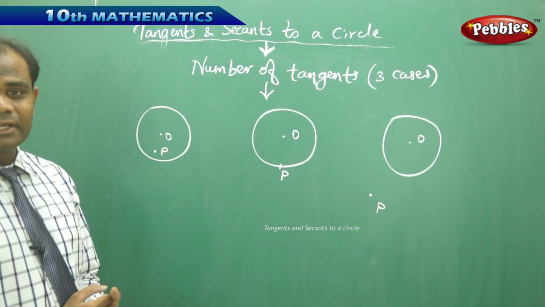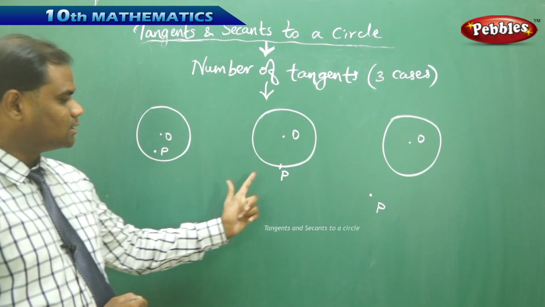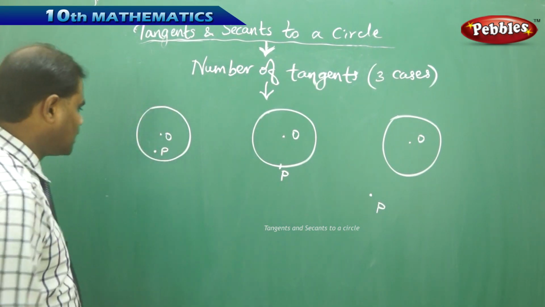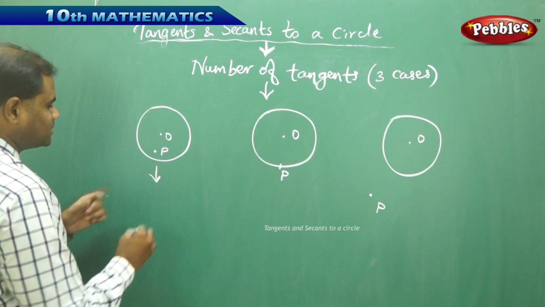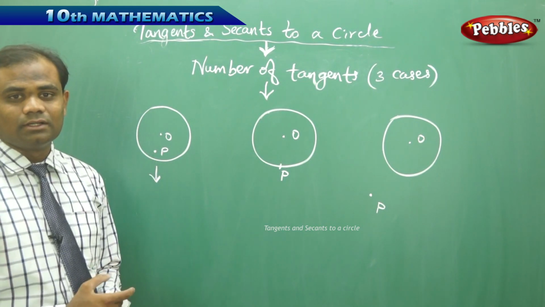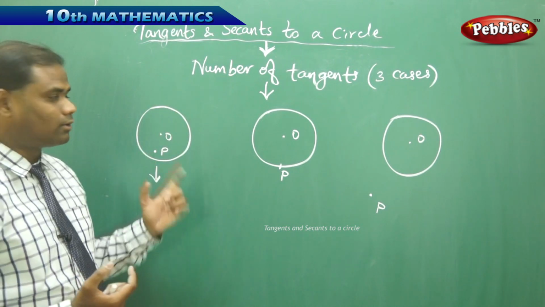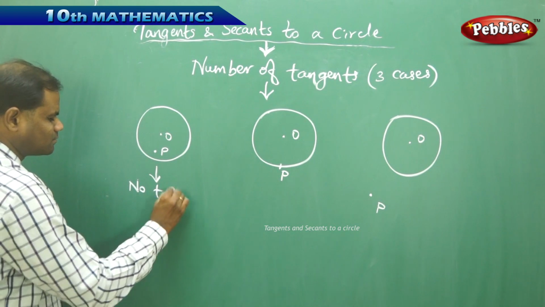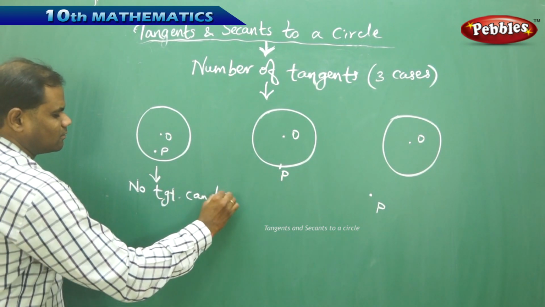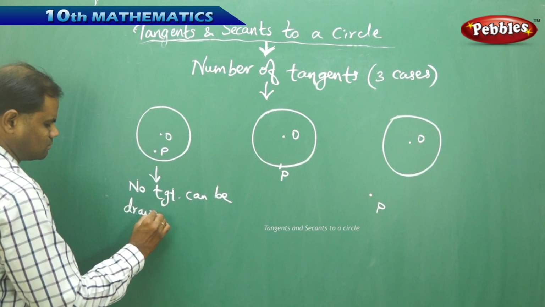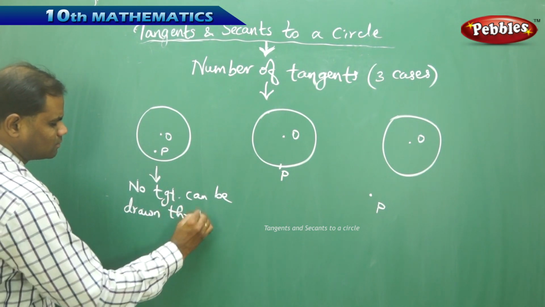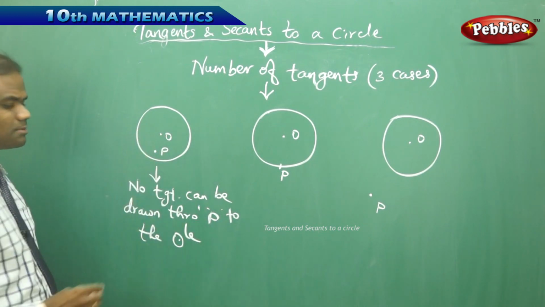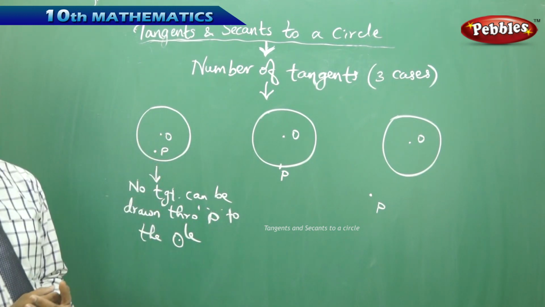So these are the three different cases where the point P is inside the circle, on the circle, and outside the circle. So clearly I understand that in this case I cannot draw any tangent, because when P is inside the circle, you cannot have any tangent which can be drawn at any part of the circle. Therefore, no tangent can be drawn through P to the circle, is how I understand the concept of a point lying inside the circle.